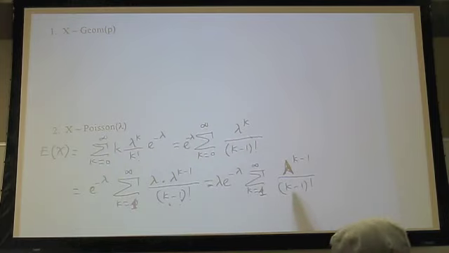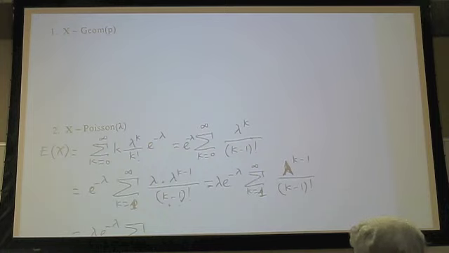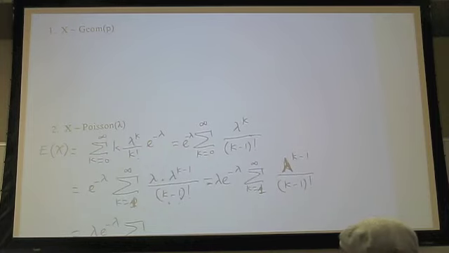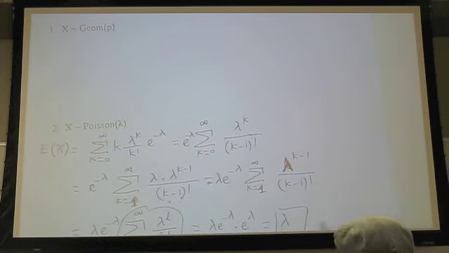What is the substitution? Let k minus 1 equal L, for example, and then you will see that this thing is nothing but lambda e to the minus lambda, summation of, let's say, L equal to 0 to infinity of lambda to the L over L factorial. And then what is the definition of this thing? It's exactly e to the lambda. So you have lambda e to the minus lambda times e to the lambda. It gives you exactly lambda.